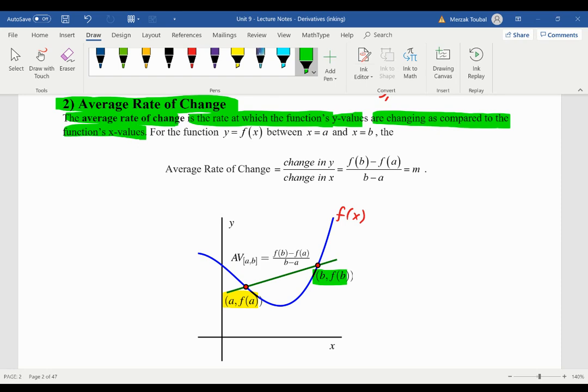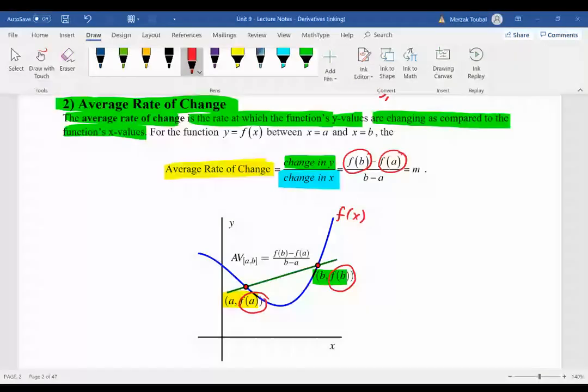Since we said that the average rate of change has the same formula as the slope, it is the change in y over the change in x. The y2 would be f of b, and y1 would be f of a, over b, which is the x-coordinate of the second point, minus a, which is the x-coordinate of the first point, which is exactly the same as the slope formula. And that equals the slope m.